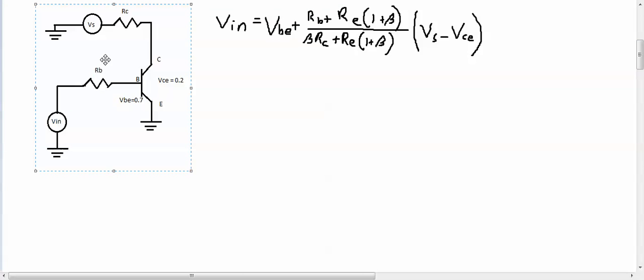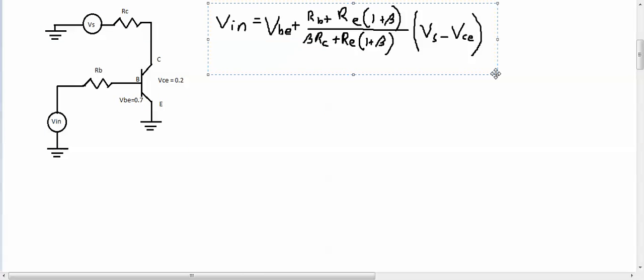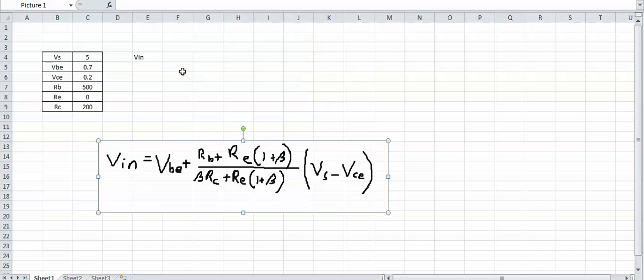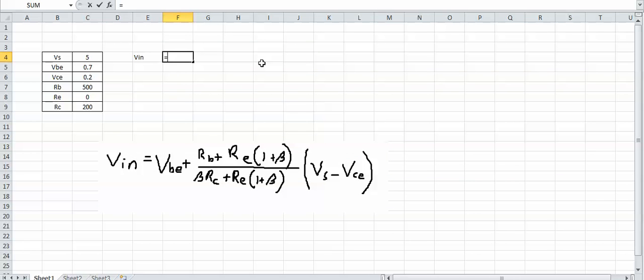Again, let's take a look at this equation right here. Let's go ahead and copy that and paste it right there so we have a good reference. So that is going to be equal to the voltage drop right there plus parentheses for the numerator, the RB plus RE times 1 plus beta. Oops, forgot beta. We'll put it right there. And let's set beta equal to 100.